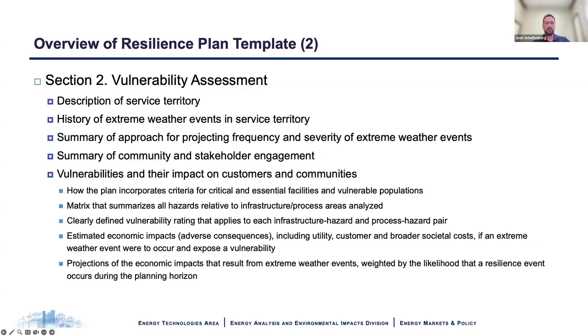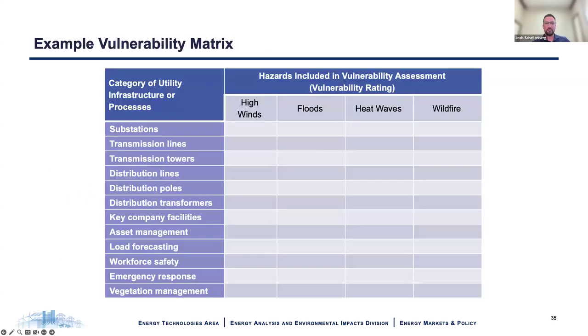And then section 2 of the resilience plan template dives into the vulnerability assessment. And that's where you start to get some of that geospatial analysis of exposure, sensitivity, adaptive capacity, many of those attribute metrics that I was reviewing previously. And then here's an example vulnerability matrix. It looks similar to the examples that I showed earlier, but it's just an easy one that you can fill out. You can identify the category of utility infrastructure processes. You can identify the hazards that are meant to be included, and then start to rate based on high, medium, low, primary, secondary, low, whatever might make sense. And having that clearly defined rating tied to it is key, though, as I showed in the earlier examples.